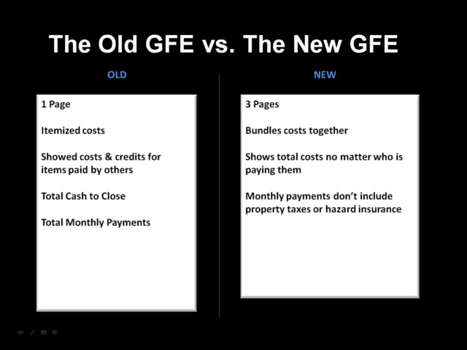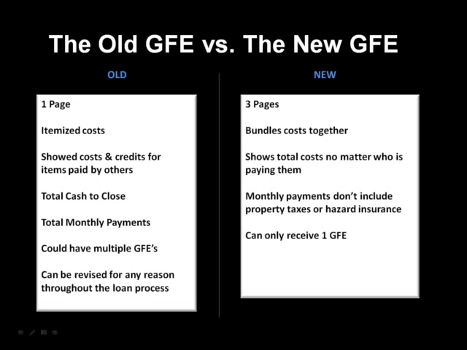With the old good faith estimate, we could give out multiple estimates if people wanted to see different scenarios and what the difference would mean for them. With the new good faith estimate, we are limited to only giving out 1. The old good faith estimate could be revised for any reason throughout the loan process, but not anymore. With the new good faith estimate, the initial estimate given is the binding good faith estimate, and it can only be changed in limited circumstances.